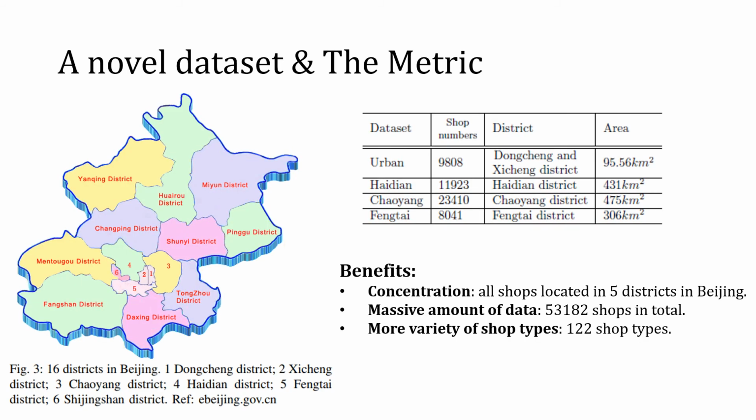The previous works collected data from review websites and map applications, but the datasets were not publicly open, so we followed their instructions and collected our own datasets. Compared with existing shop datasets, our dataset has the following benefits. First, concentration. All the shops in our dataset are located in 5 districts in Beijing. Beijing has 16 districts in total. Second, a more massive amount of data. Our dataset incorporates the information of more than 50,000 shops in total. Third, more variety of shop types. Our dataset includes 122 shop types.